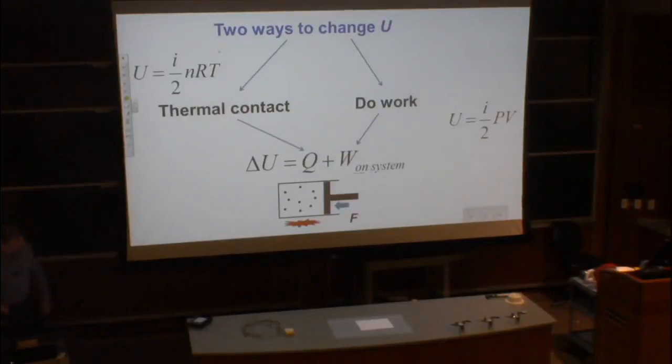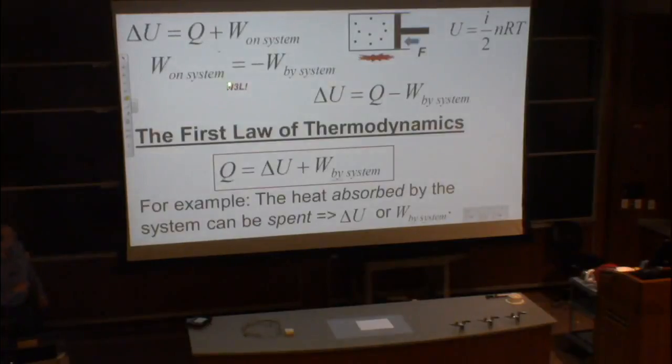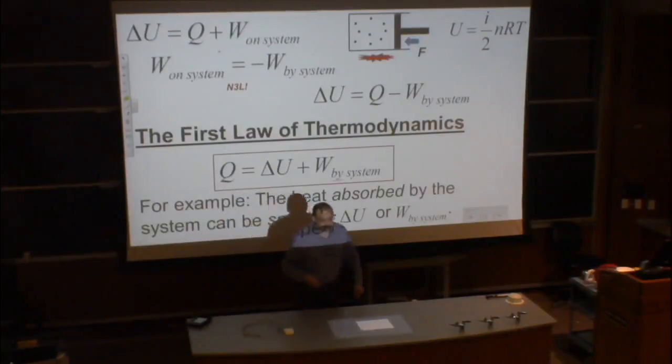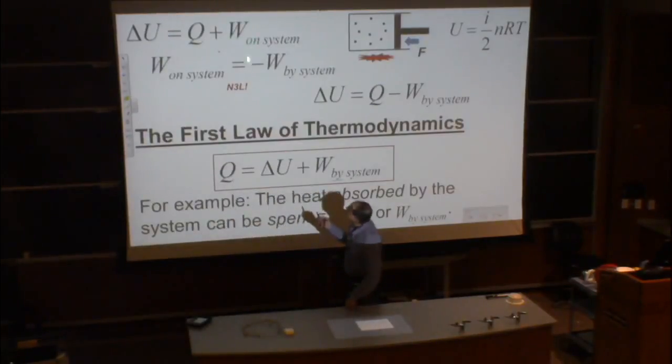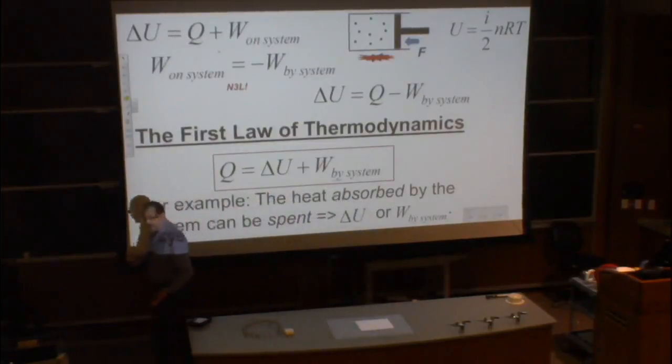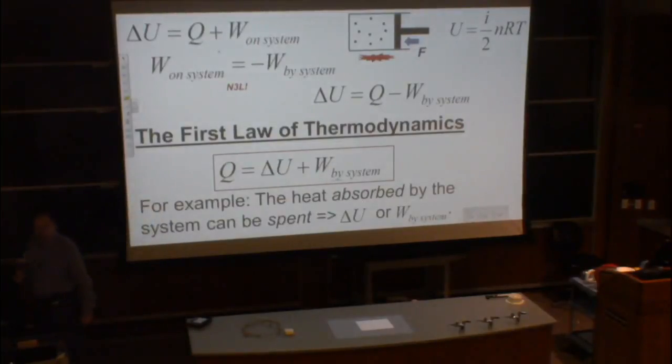But we don't write this equation like that, because this is a work from outside. We use Newton's third law, and we say that the work done by forces on the system has the same magnitude, but opposite sign, to the work done by the system on those objects outside of it. So this is how we rewrite this equation. And this equation has a name, the first law of thermodynamics. There is a zeroth, there is a second, but this is the first law of thermodynamics.